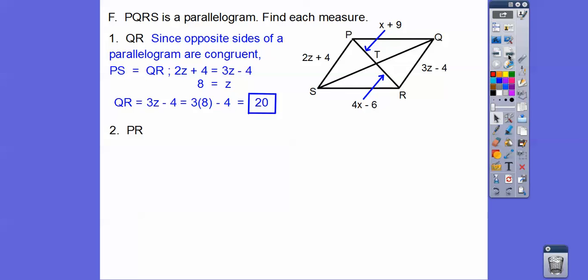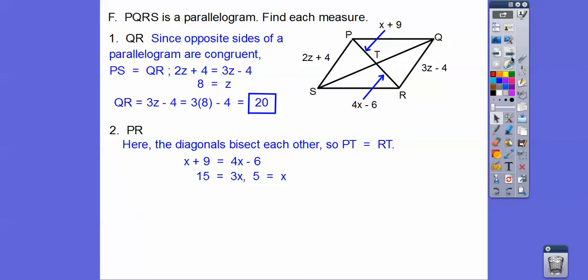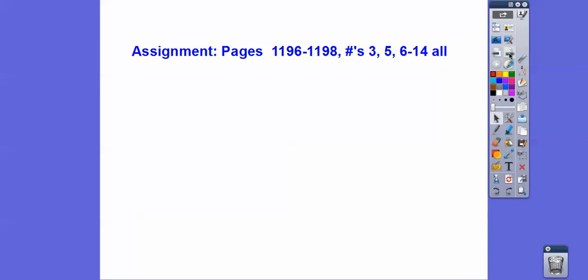And then to find PR, you guys, remember the diagonals bisect each other, so this piece equals this piece right here. So when we plug that in and solve for x, we get x equals 5. Now, if we plugged in 5 right here, 5 plus 9 is 14, or if we plugged in 5 right here, 4 times 5 is 20, 20 minus 6 is also 14. But they want to know what's the whole length, so PR is going to be twice PT. So it's going to be twice that 14, or 28 on that. All right, you guys, if you are in my class, go ahead and try that.